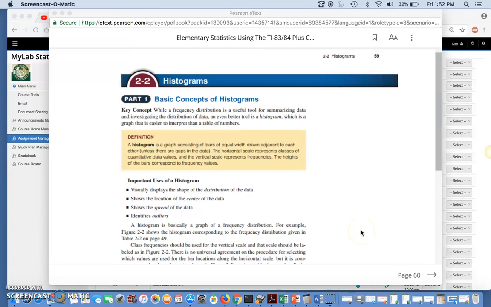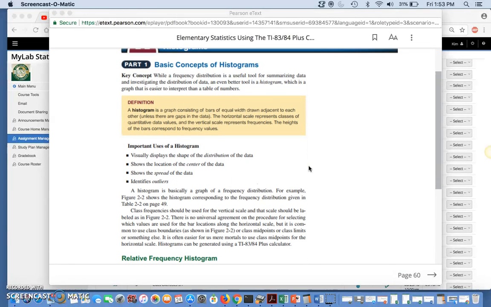Okay, we're going to actually start section 2.2 with histograms, kind of a little bit of background before we do the first one. The concept here, the frequency distribution is good, but a histogram is even better. It's kind of like a picture of the frequency distribution. Here is the definition. A histogram is a graph consisting of bars of equal width drawn adjacent to each other unless there's a gap in the data. The horizontal scale represents classes of quantitative data values, and the vertical scale represents frequencies. The heights of the bars correspond to frequency values.